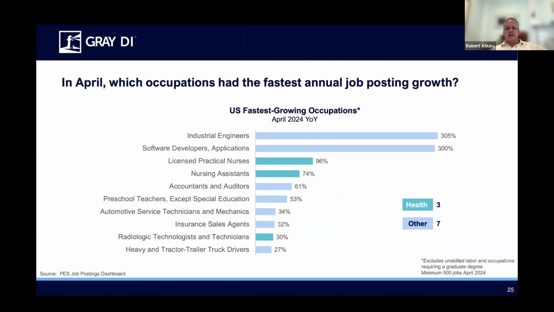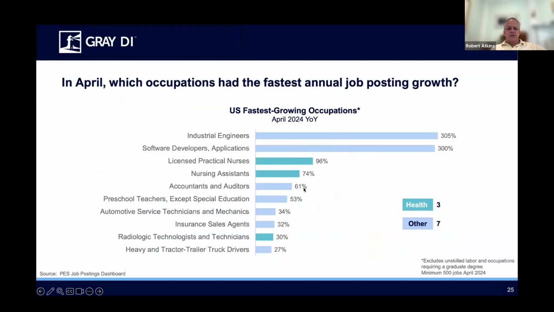And industrial engineers had a hell of a day, up 305%. Not as surprising, software developers were up 300%. I find this interesting because this is coming off a decline that took place when Google and the other big boys laid off a bunch of people. So it's good to see this rebounding. It's a very highly paid profession. So it's great to have them recovering.